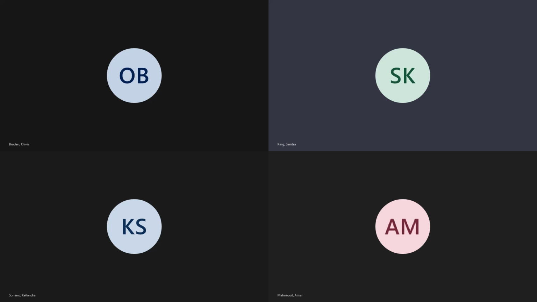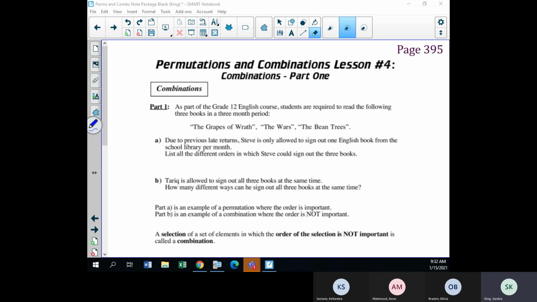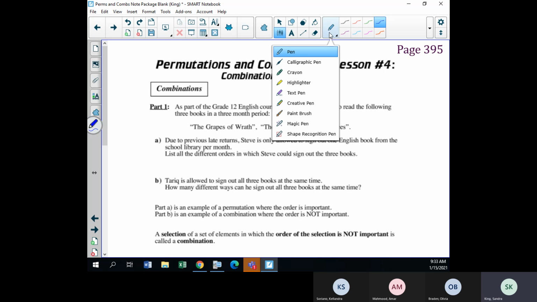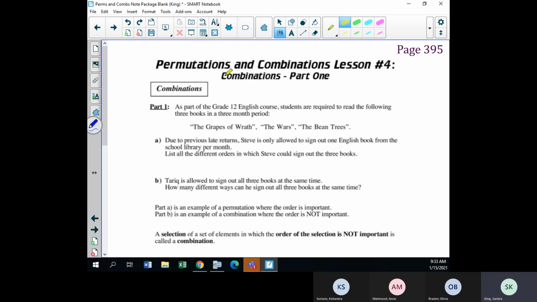So what we're going to be working through now is the next big topic, or the last big topic in permutations and combinations, which is combinations. Up to this point, we've been doing permutations. We did the fundamental counting principle, and then we did the formula for permutations, and now I'm going to introduce combinations.